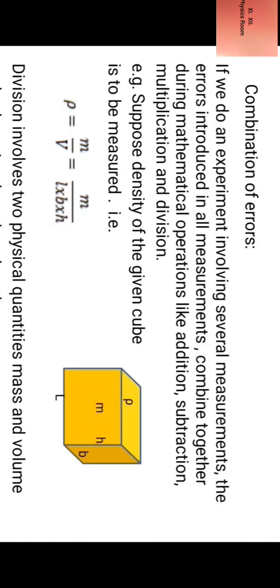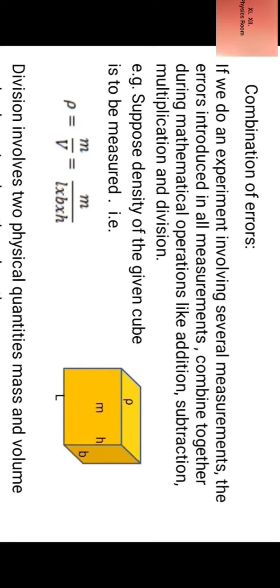Continuing with the topic of errors, today we take up combination of errors. If we do an experiment involving several measurements, the errors introduced in all measurements combine together during mathematical operations like addition, subtraction, multiplication and division.